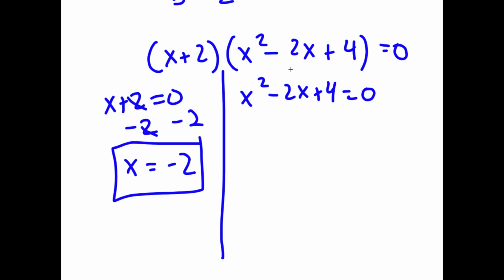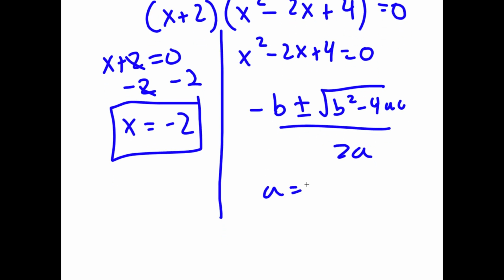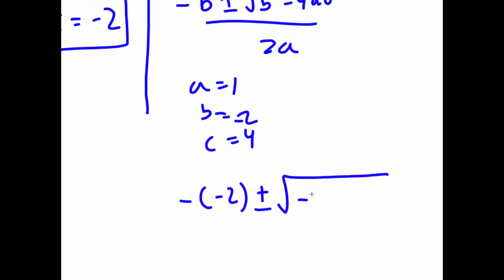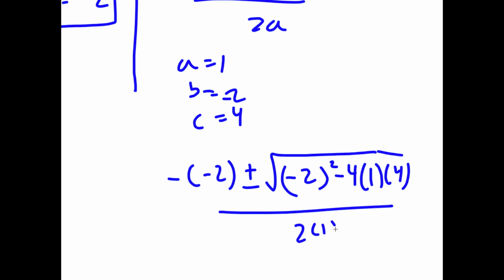Now, to solve x squared minus 2x plus 4, I can do this in two ways. So my first method is the quadratic formula, which is negative b plus or minus the square root of b squared minus 4ac all over 2a. So in this case, a is 1, b is negative 2, and c is 4. So I have negative 2 plus or minus the square root of negative 2 squared minus 4 times 1 times c, which is 4, all over 2a.